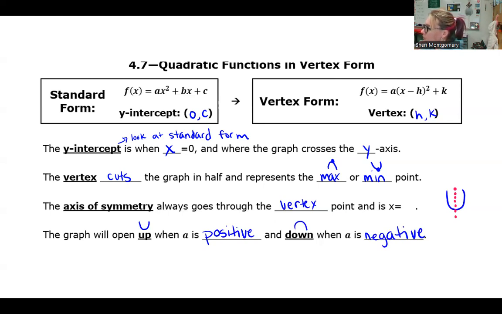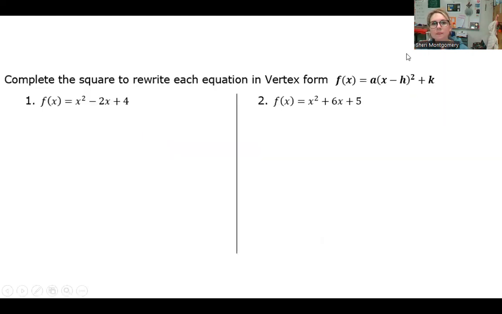So I just front loaded you with a bunch of information. We're not actually doing real graphing today. Today, all we're doing is just making a simple sketch. But what we need to figure out how to do is to go from standard form to vertex form. So today I will show you how to do that.